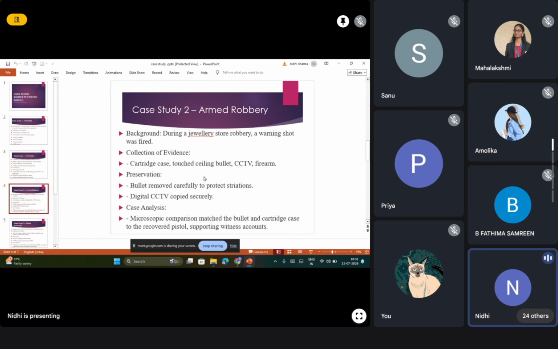Then armed robbery. In this jewelry store robbery, a warning shot was fired. Only a warning shot is fired, but this also comes under Arms Act 1959. So in this case, the cartridge case gets ejected out when we are firing. Then the bullet which touched the ceiling might show a mushrooming effect, it might have lost its shape.